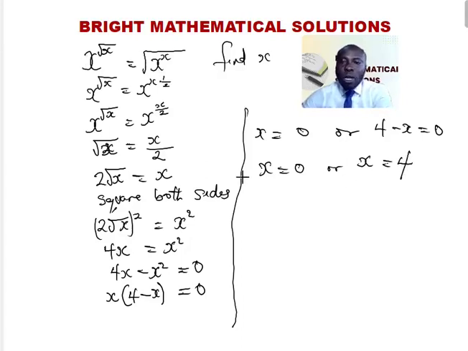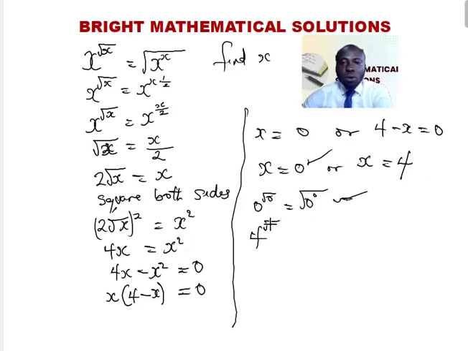We substitute x into this. If we substitute 0 into this expression, that is 0 to the power square root of 0 equals square root of 0 raised to power 0. Definitely they are equal, because square root of 0 is 0, 0 raised to power 0 is 0, and this is also 0. So this is correct. So 0 works. Now let us substitute 4.